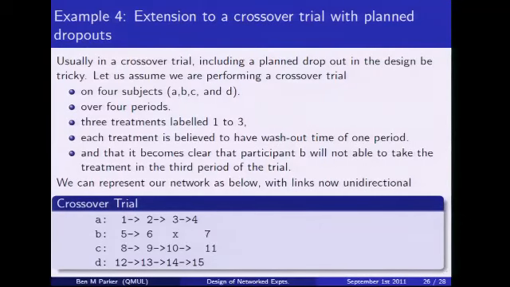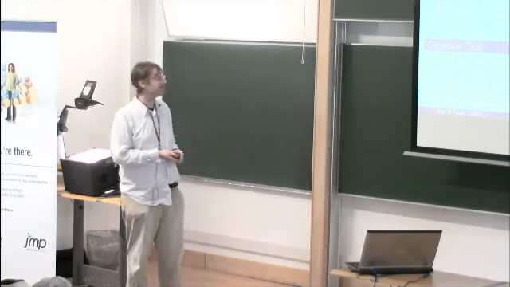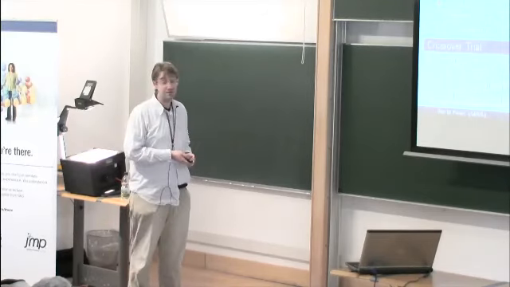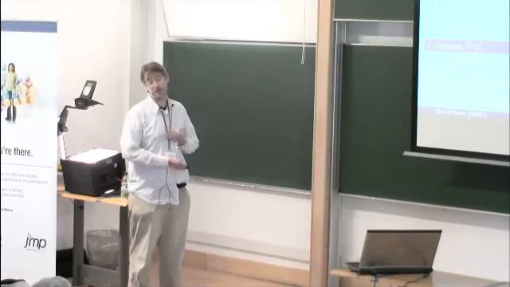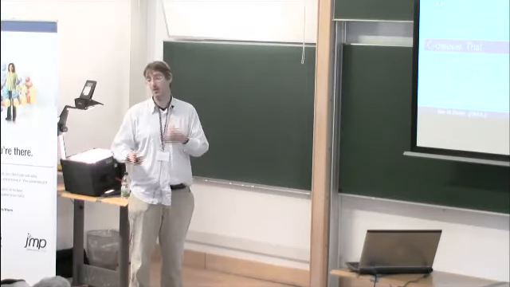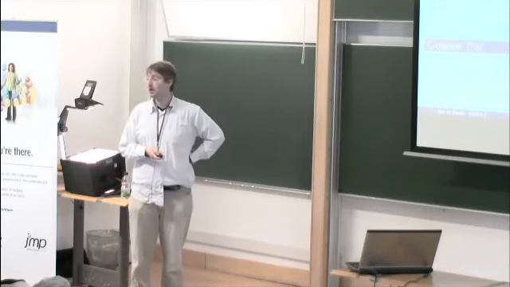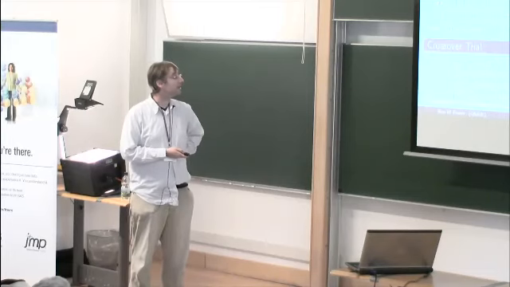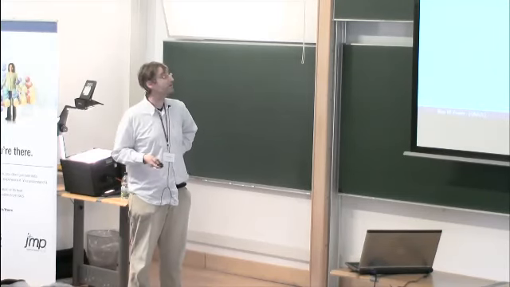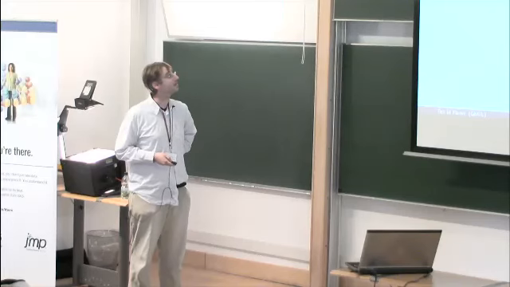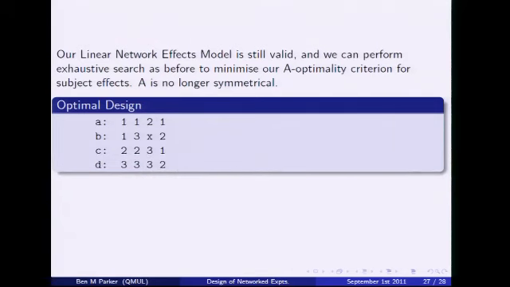And 2 is related to 1, but it's not related forward to 3. Okay, so we can now modify our adjacency matrix A such that it's unidirectional. Okay, so the theory doesn't change at all, it's just the way that you do the search is now slightly different. Okay, and again we can find the A optimal value for measuring our treatment effects, and this is what it turns out to be.